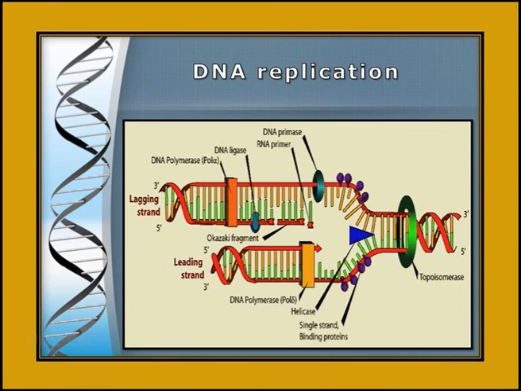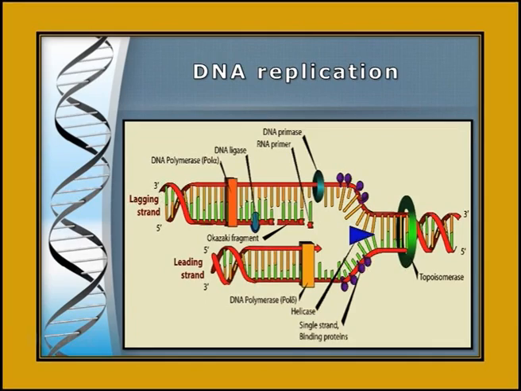Herein, we will see that there are two types of fragments. One is synthesized continuously, and the second strand is synthesized discontinuously, and that leads to the formation of Okazaki fragments. Herein, we will see the involvement of enzymes like helicases, single-stranded binding proteins and topoisomerases. They work together to carry out the process of DNA replication.